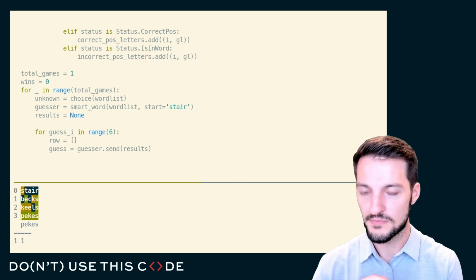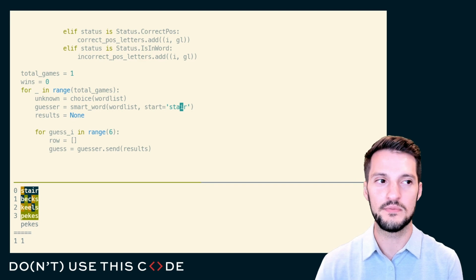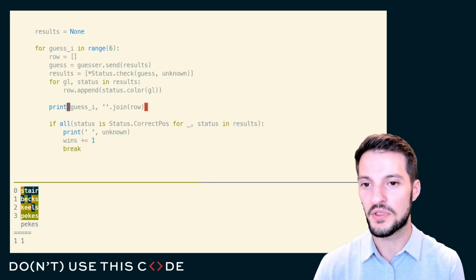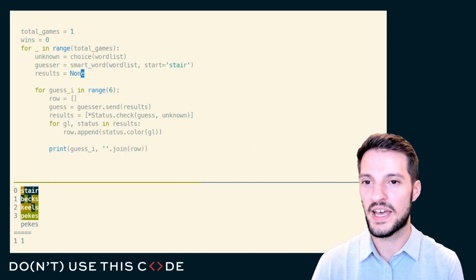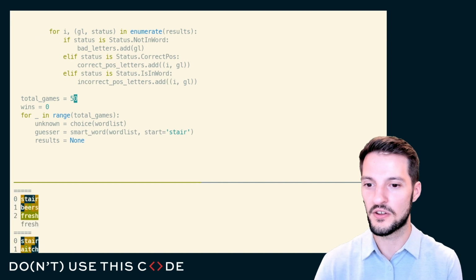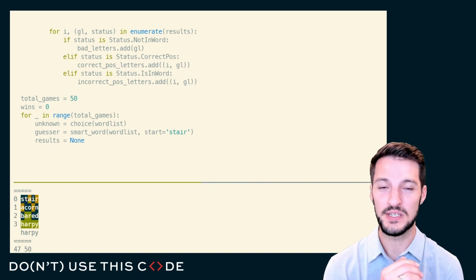So we did start with stare, and then immediately we went to Beck. So we got a little bit more logic out of our guesser here by starting with a good word. So let's go back to using 50 games. Let's see if we can do better than 40. Wow. I think the results speak for themselves.